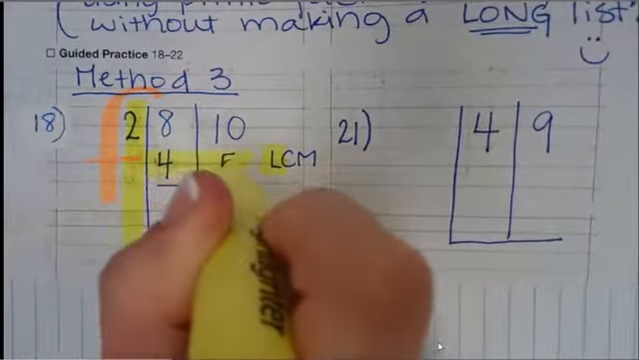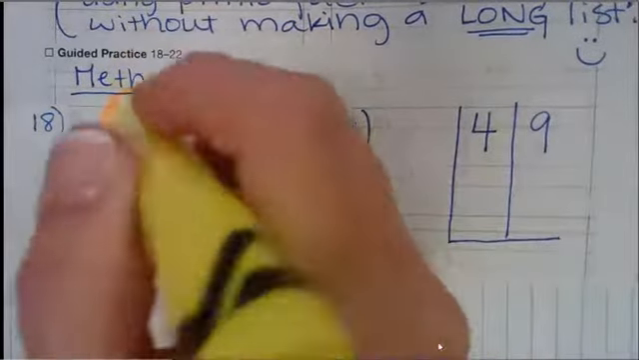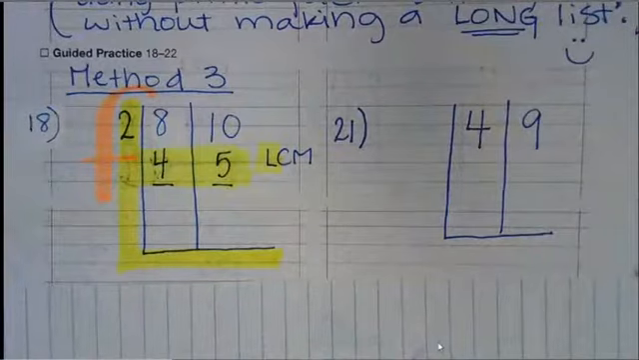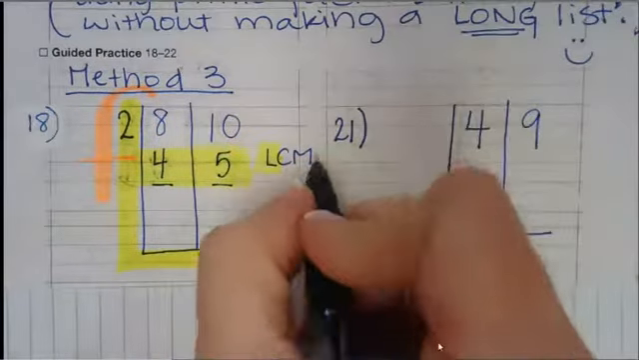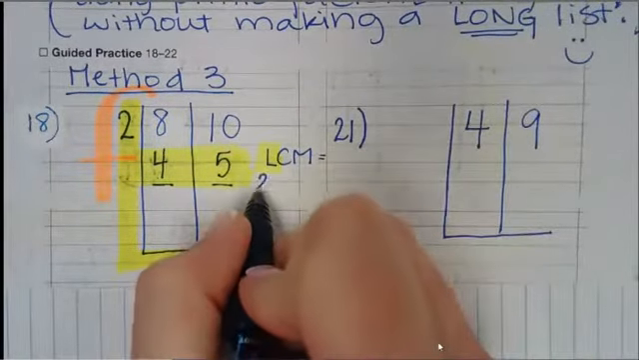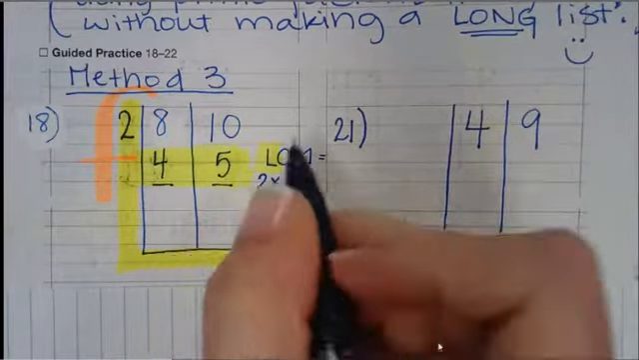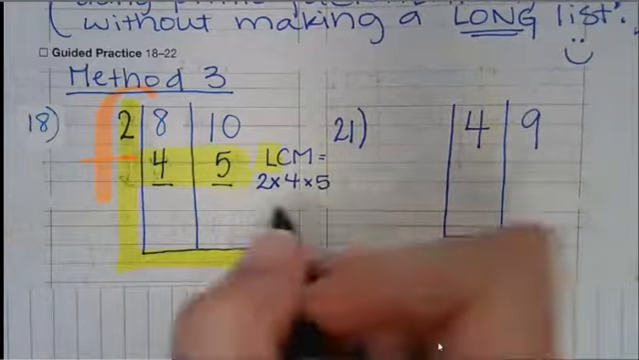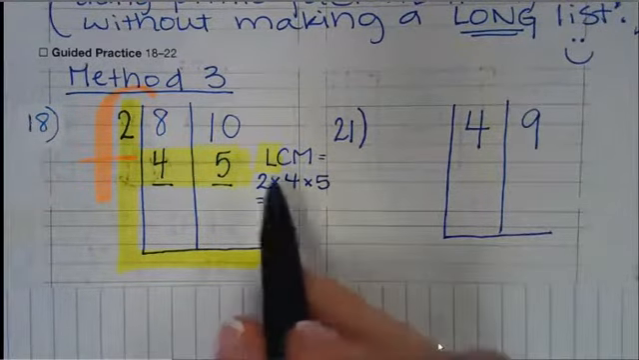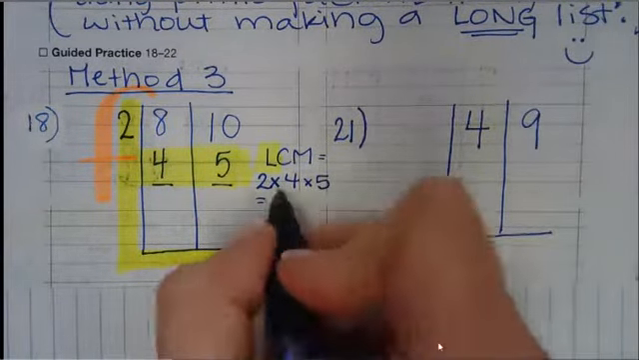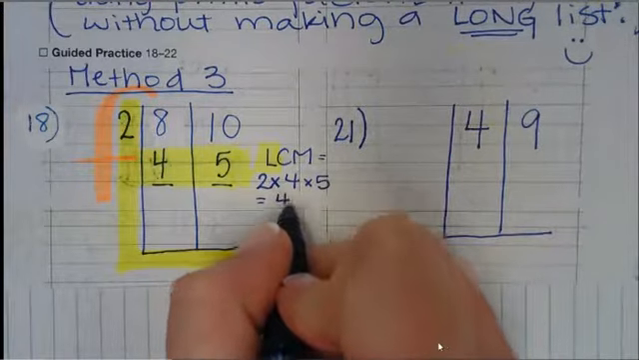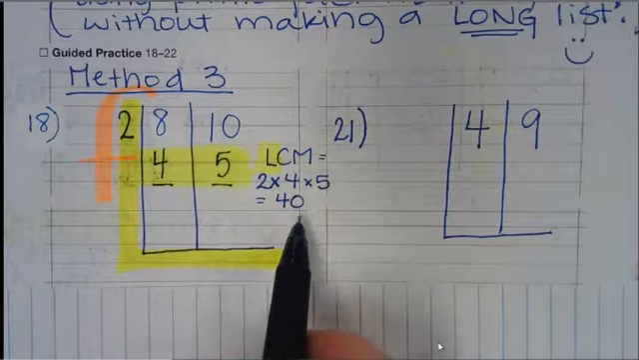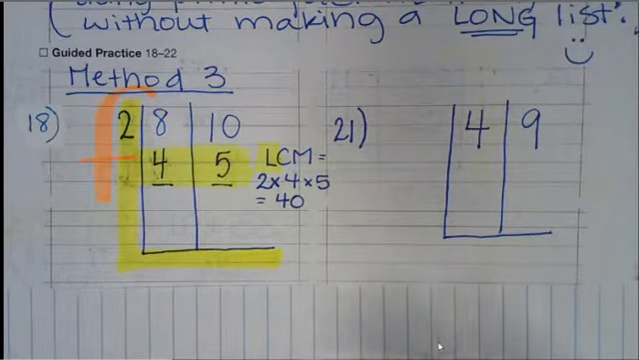So my L is going to be a short stubby L, and my least common multiple would be the product of 2 times 4 times 5. So 8 times 5 is 40. So the least common multiple of 8 and 10 is 40, which is exactly what we found on the other side.